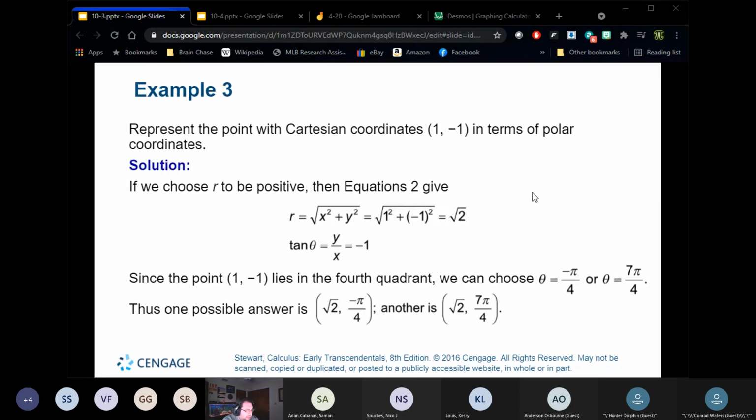Any questions with converting them back and forth or doing the simple graphs of them? Now we're going to start looking at what an equation would be.